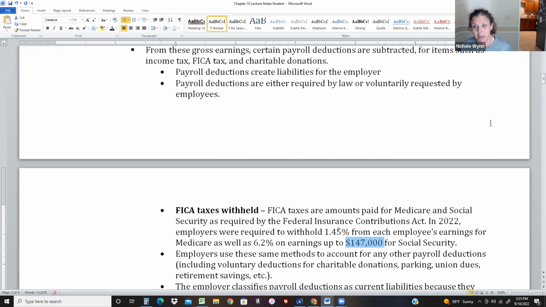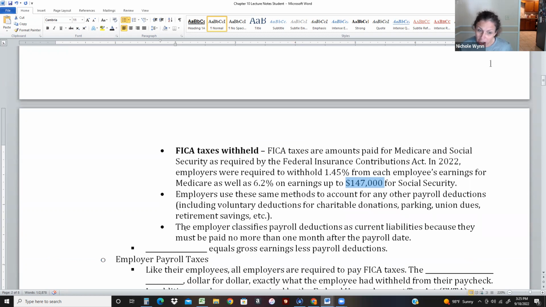I need you from an accounting standpoint to know that the money is withheld from your paycheck. The 6.2 and the 1.45 in total is 7.65%. So Friends University withholds 7.65%, which is 6.2 and 1.45, from my paycheck. But then the university has to match that.